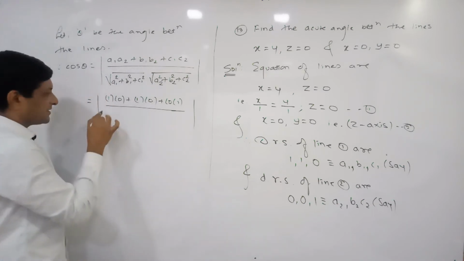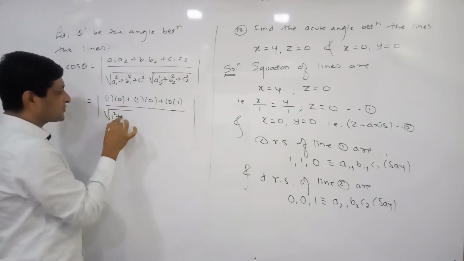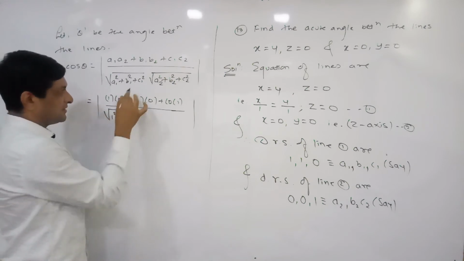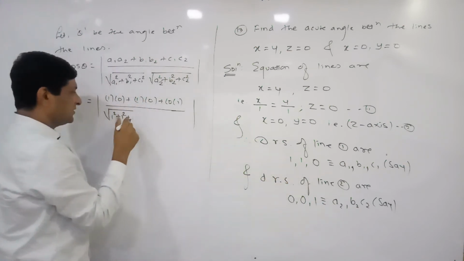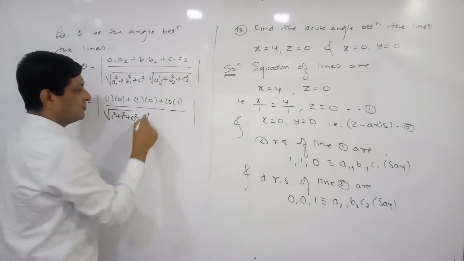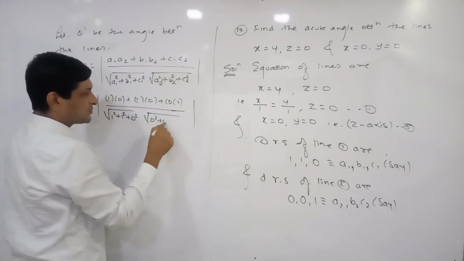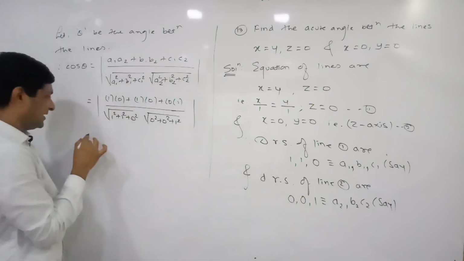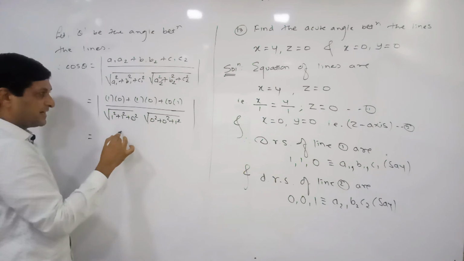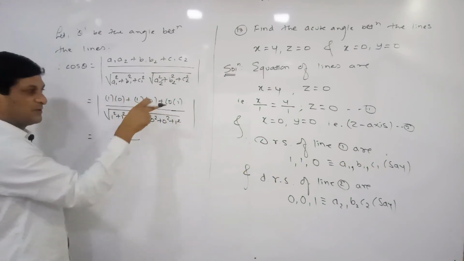In the denominator also substitute these values. What will we get here? 1 square plus 1 square plus, C1 is how much here? 0. So 0 square, into, again what will we get here? 0 square plus 0 square plus 1 square. Just substitute the values of A2, B2, C2. So in the numerator, we are getting 0. 0 plus 0 plus 0 is 0.